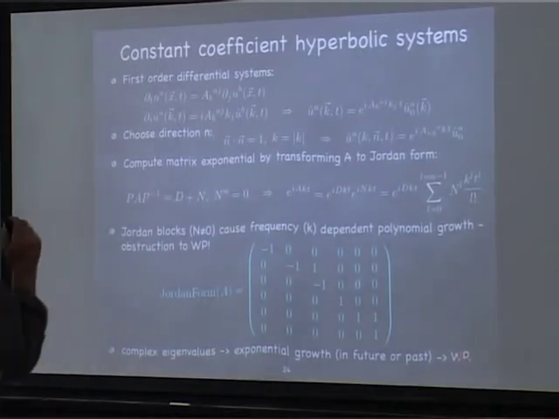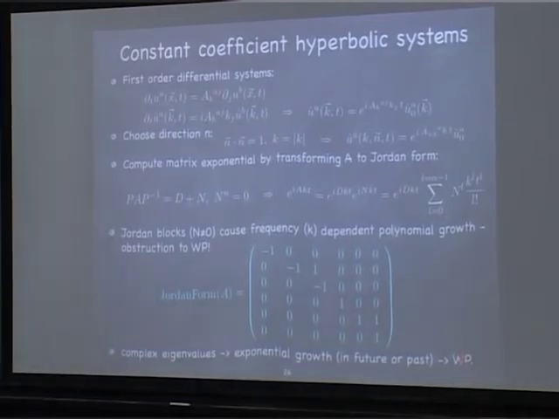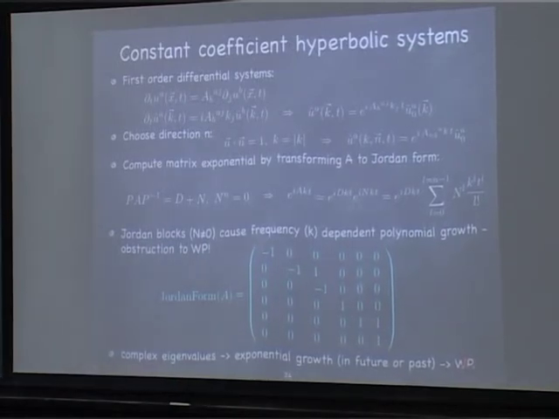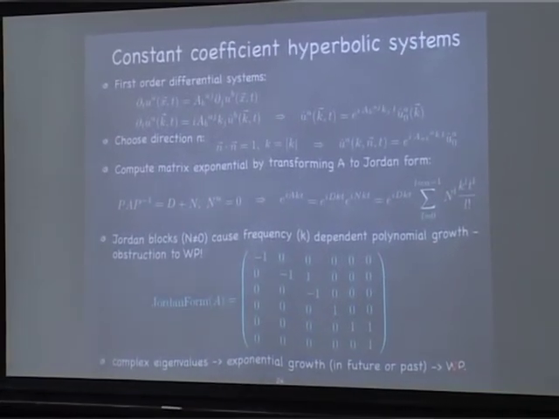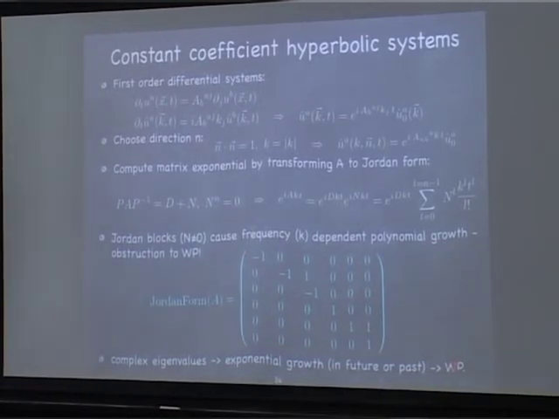All right, so this was the nice case. The nice case is when it's diagonalizable and the eigenvalues are real. What happens when it's not that nice? If it's not so nice, we do have this nilpotent part here. It's not diagonalizable.